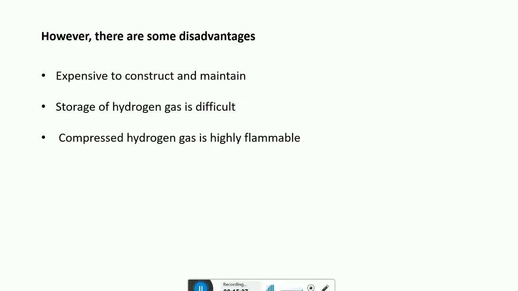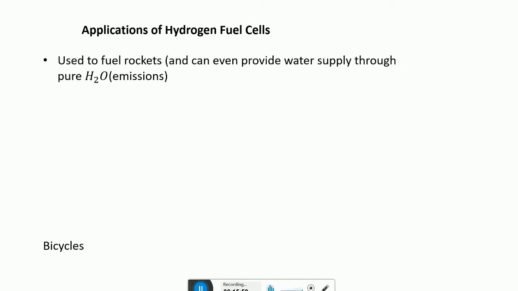There are some disadvantages of the fuel cell. The first one is that it is expensive to construct and maintain. Storage of hydrogen gas is difficult, and compressed hydrogen gas is highly flammable. Then applications of hydrogen fuel cells. It can be used to fuel rockets.